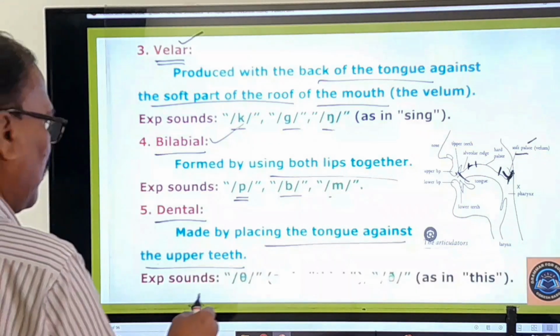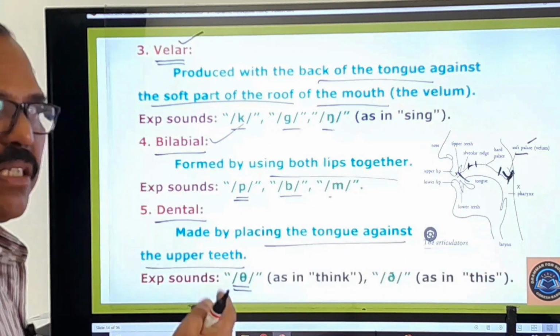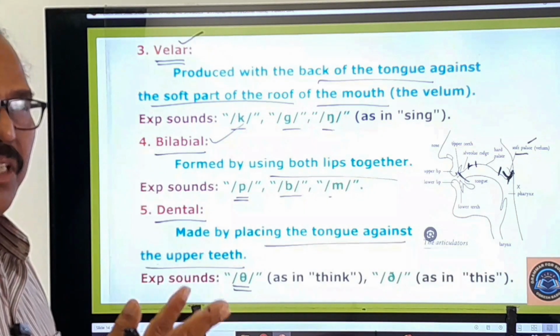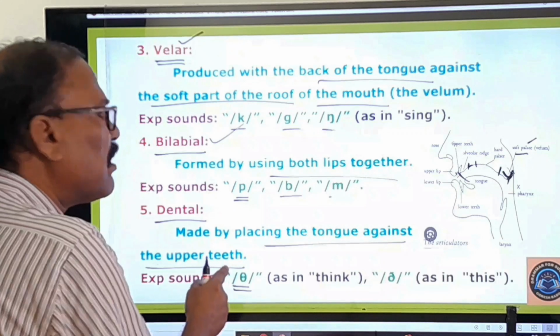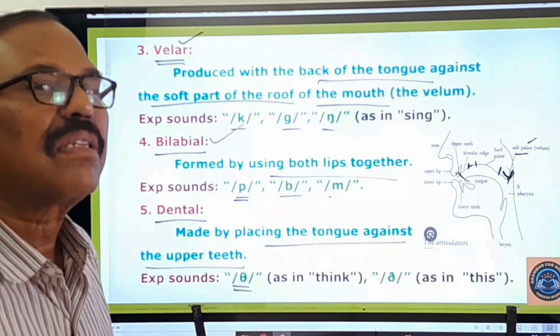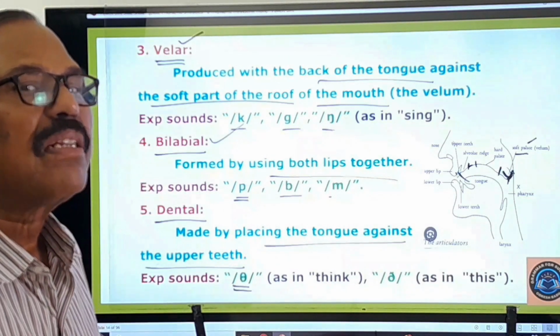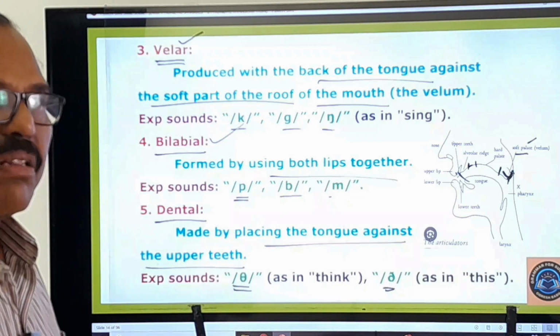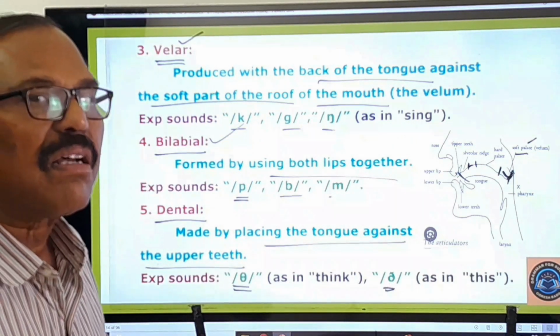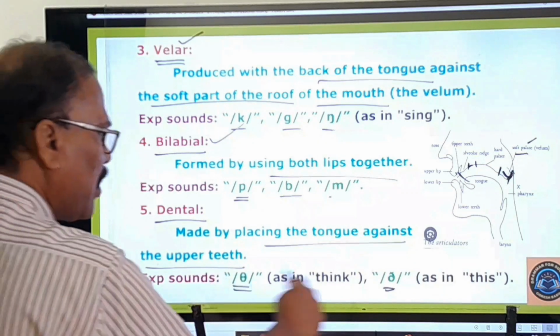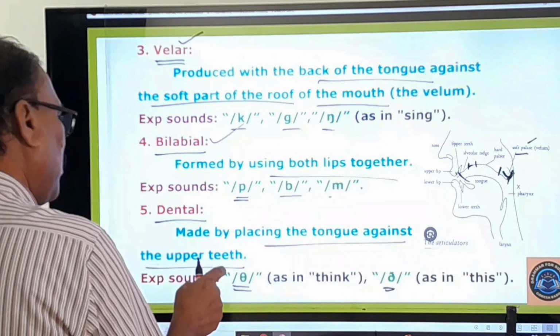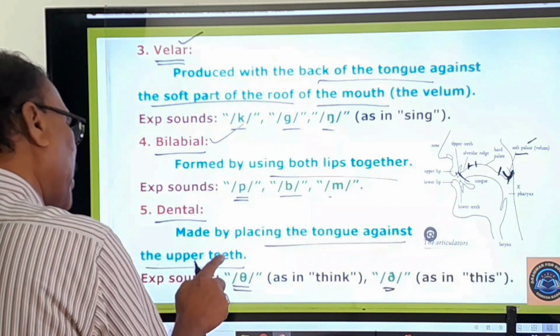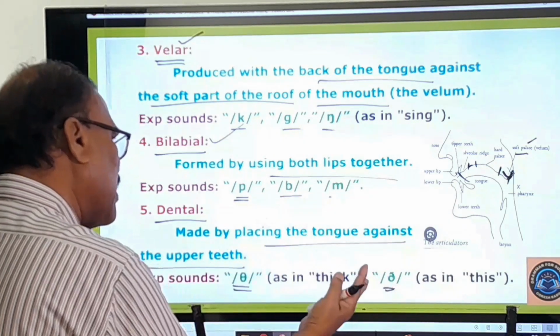So how do you see that, th, th? Please pronounce it and check whether I am right or wrong. The tongue is touching the upper teeth. Tha, tha. Okay. And in the production of da also, the sound. So in the production of these sounds, the tongue touches the upper teeth, and therefore they are called dentals.